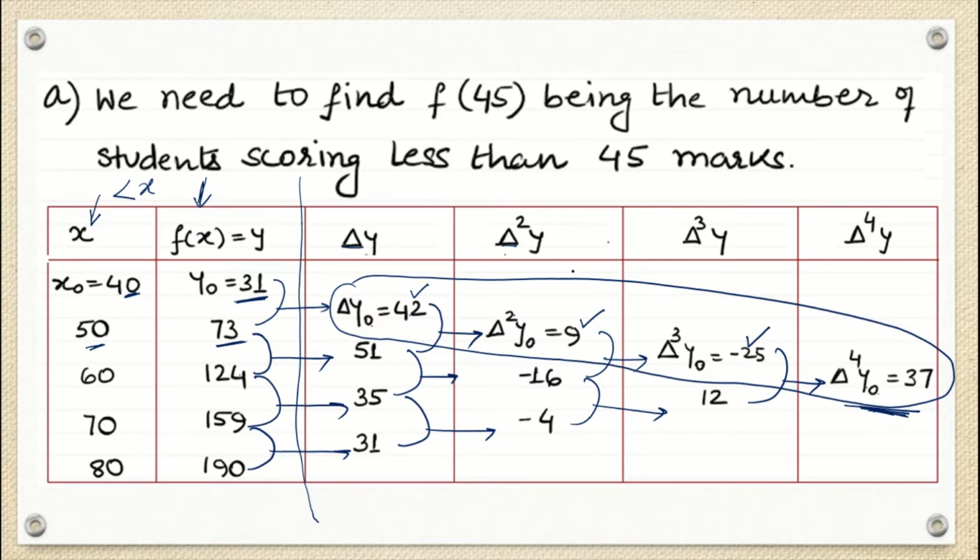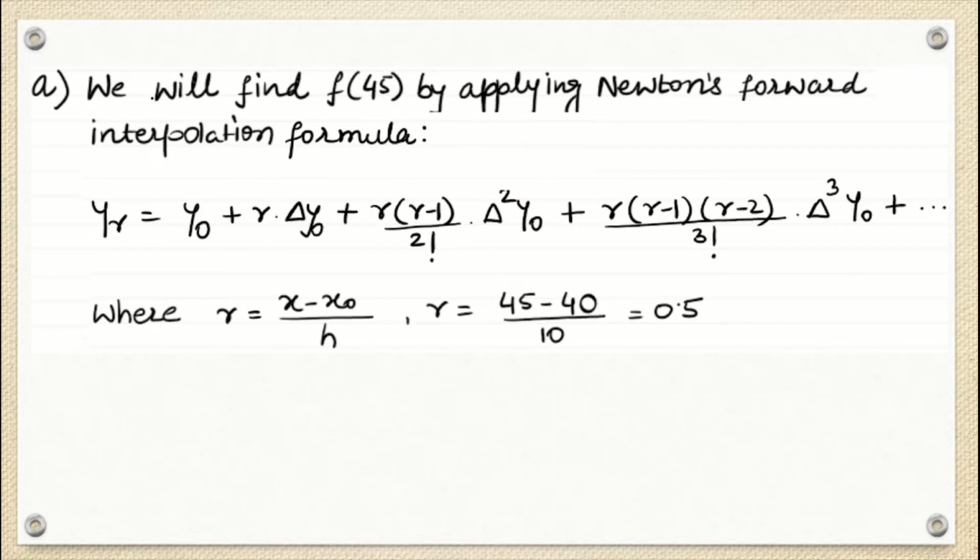So we are interested in these leading forward differences only. Why? Because my step 1 says that I have to make the difference table and then get these leading forward differences. My step 2 says that I have to use the formula of forward interpolation and just put the values there. Step 2 is: we will find F45 by applying Newton's forward interpolation formula.